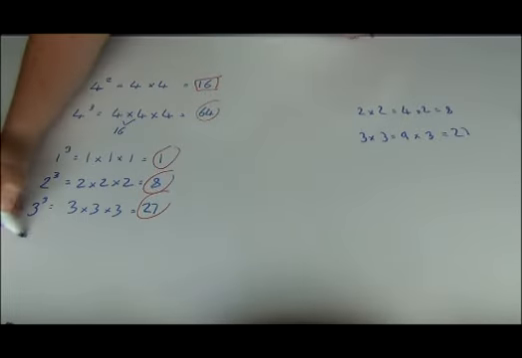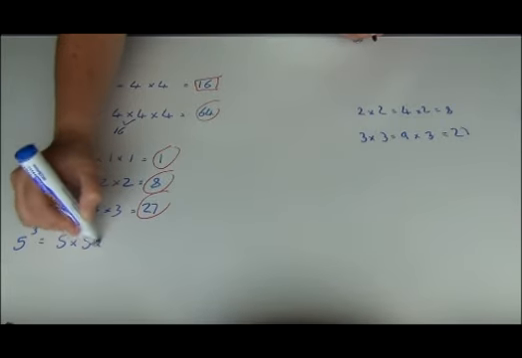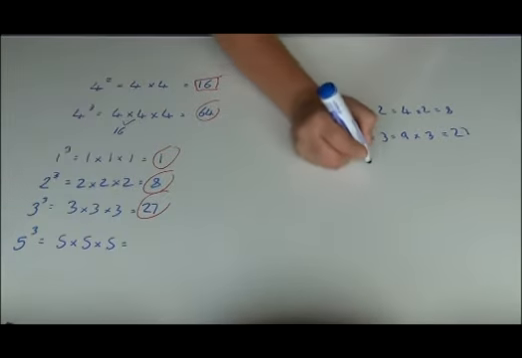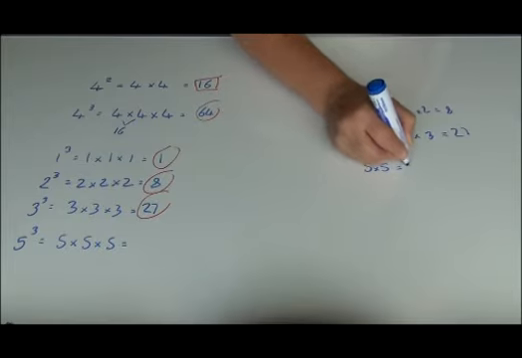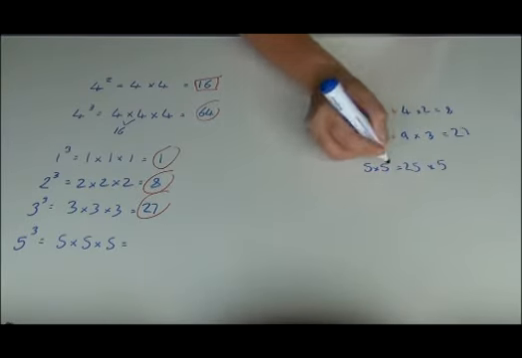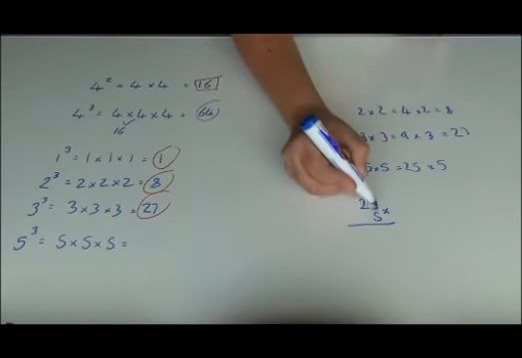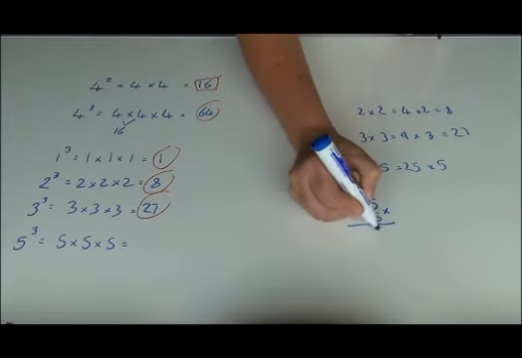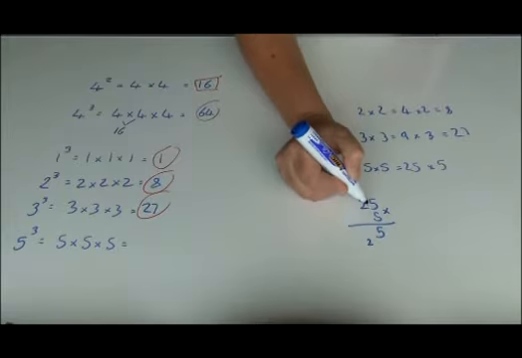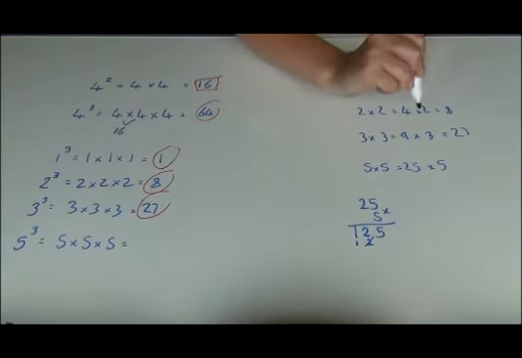And let's try 5. 5 cubed is 5 times 5 times 5. Well, 5 times 5 is 25. 25 times 5, if you need to, do the calculation. 5 times 5 is 25. So carry the 2. 5 times 2 is 10. Add the 2 we carried is 12. So we carry the 1 and we get this.